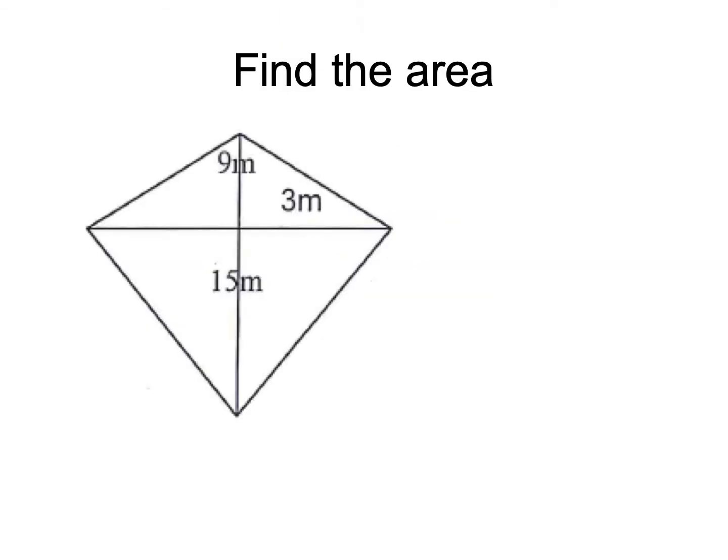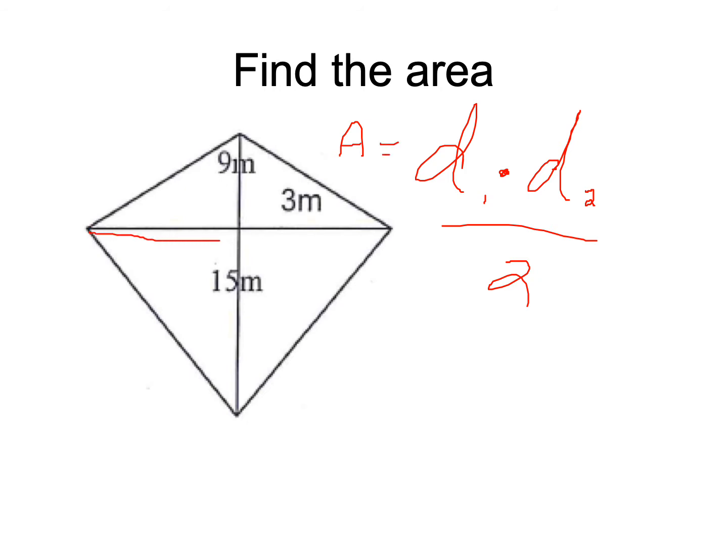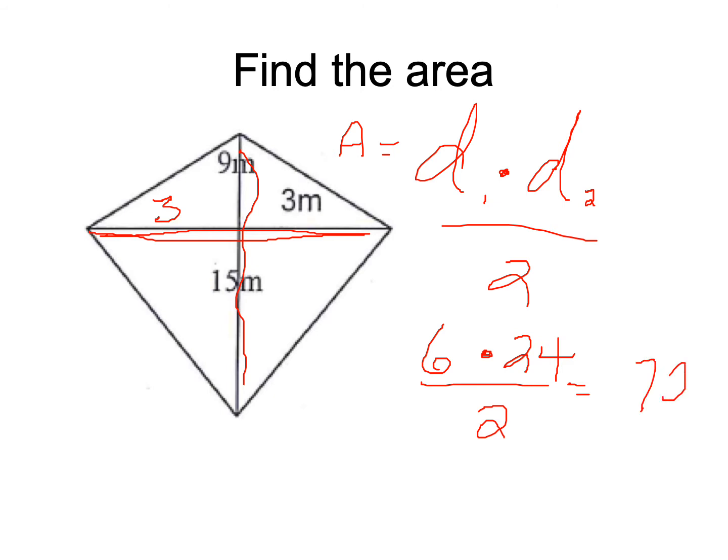All right, so the first one is a kite. Our kite formula, think back, was the diagonal times diagonal divided by 2. So diagonal 1, diagonal 2 divided by 2 will give you the area of a kite. That whole diagonal across there, you've got 3 on this side, you'll have 3 over here, so that's 6 for the whole diagonal, times the up and down diagonal, 9 plus 15 gives you 24. Then set all that on top of 2, plug it in the calculator, and you get 72.